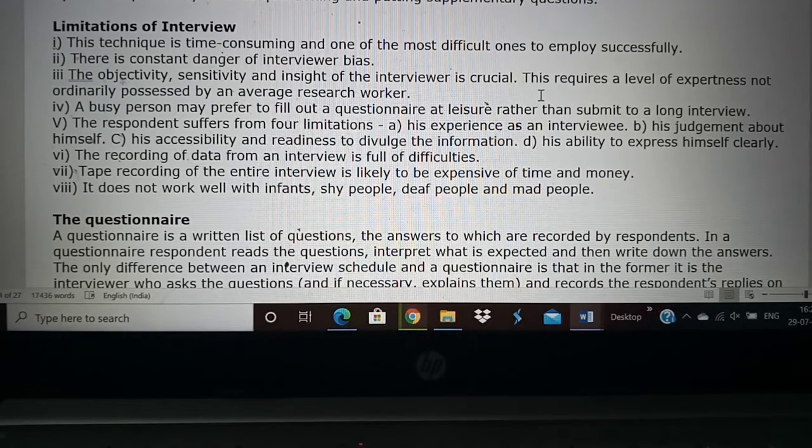And if the subjects you are interviewing are very small children, if they are shy, or if they are deaf, or if they are mentally challenged, then you will not be able to collect data through the interview method. So these are the limitations of interviews. So there are advantages of interviews as well as limitations of interviews. You have to understand the different types of interviews, that is structured interview, semi-structured interview, unstructured interview, focus group discussion, and in-depth interview. These are the different methods of interview.